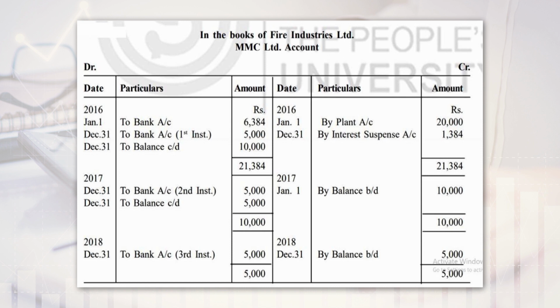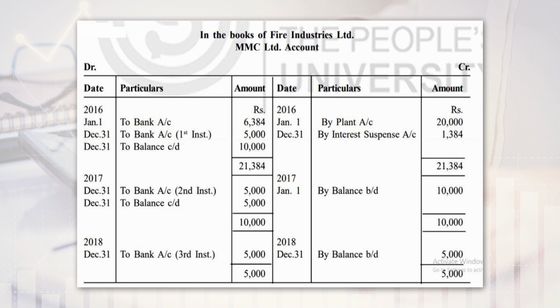When the asset was purchased, the plant was purchased for rupees 20,000. So the entry in the books of the purchaser is plant account debit to hire vendor. So in the account of the hire vendor, by plant 20,000 rupees. Out of 20,000, 6,384 has been paid as down payment at the time of signing of the contract, that is on the very first day of the year 2016.